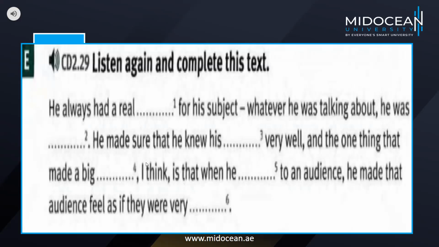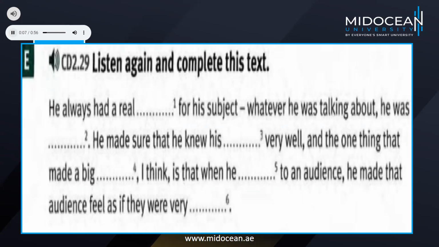Let's move to the last part. So listen again and complete this text. We're gonna listen again to the previous audio and complete this text. Listen and complete the missing part. Unit 10. Communication. Track 29.